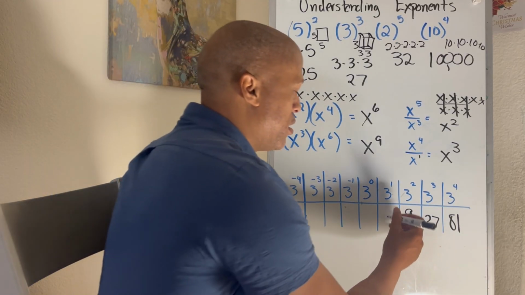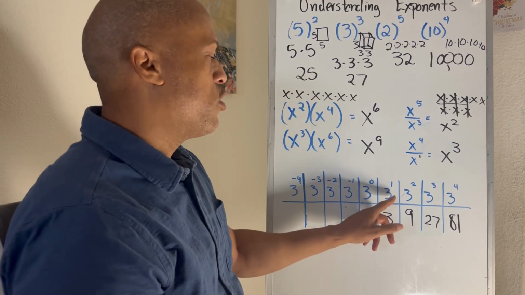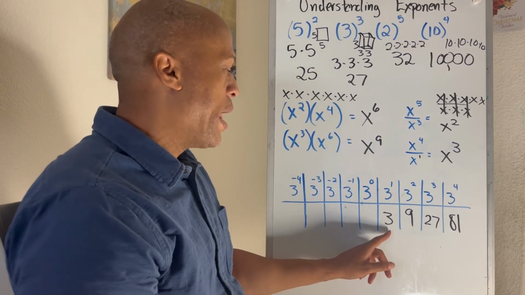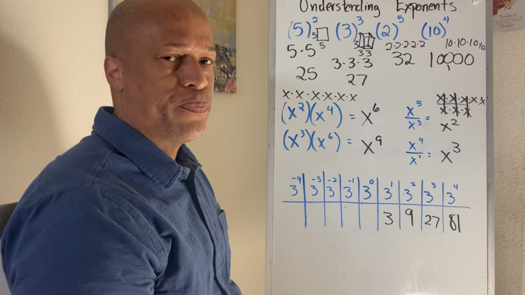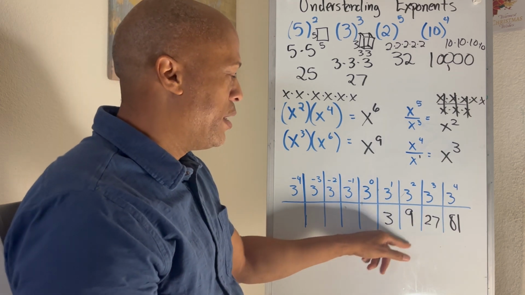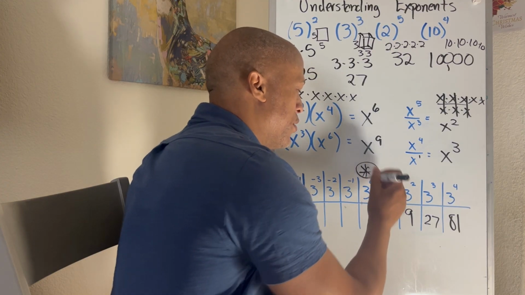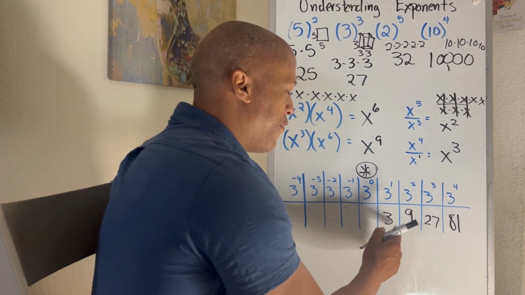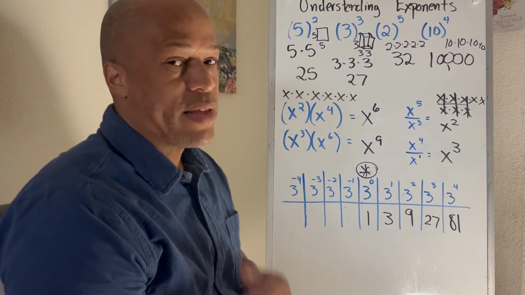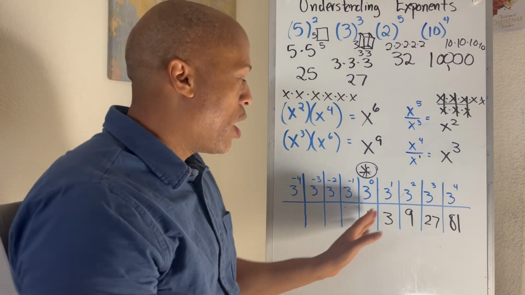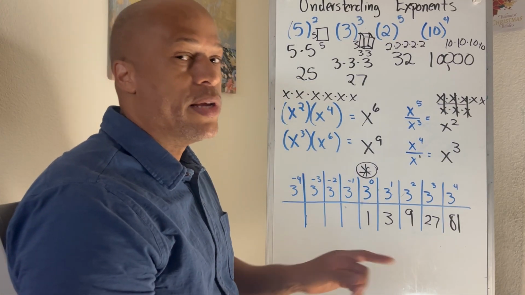9 divided by 3 is 3. So any number to the first power is that number itself. What happens when I take 3 and divide it by 3? This is where we get to things that are really hard for students to remember and understand. But right around here, if I divide that by 3, I'll get 1. And that works for every number. And this is why any number to the 0 power is just 1.